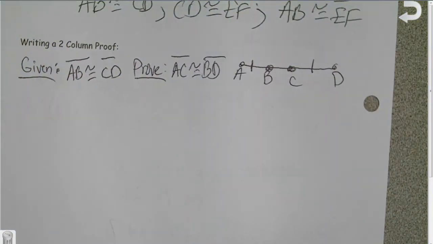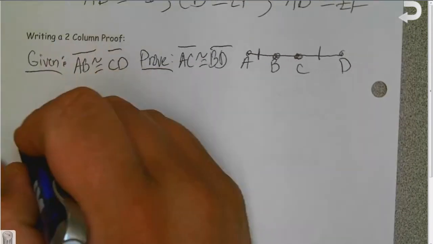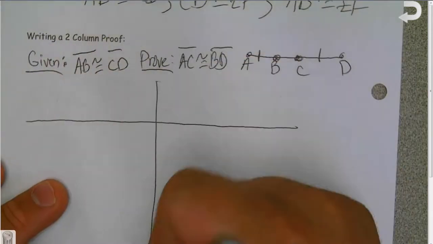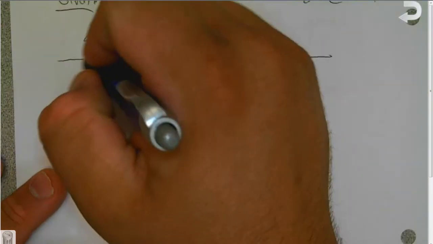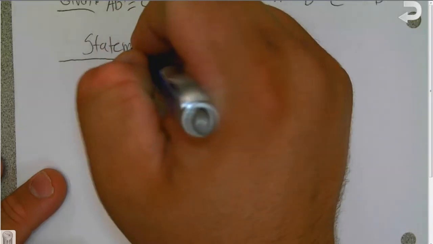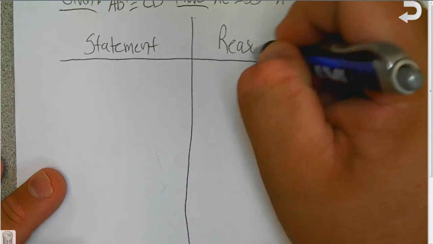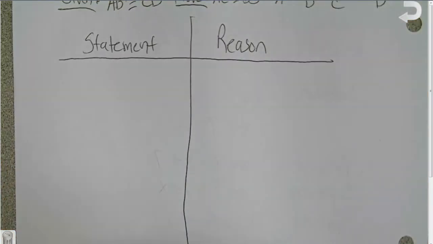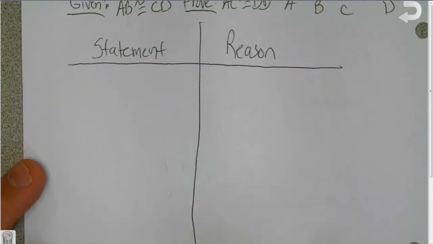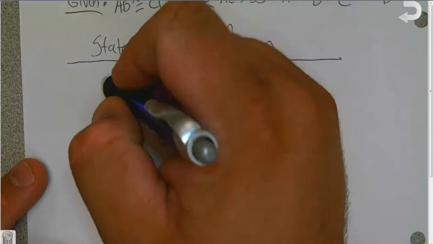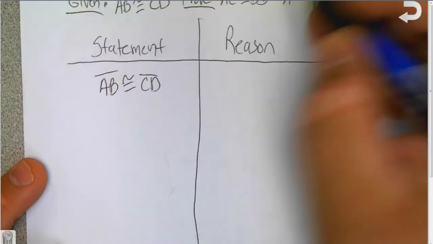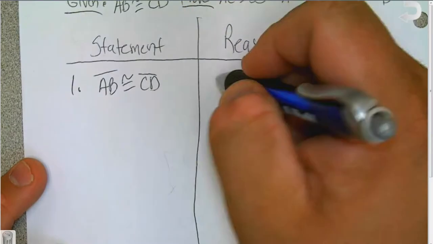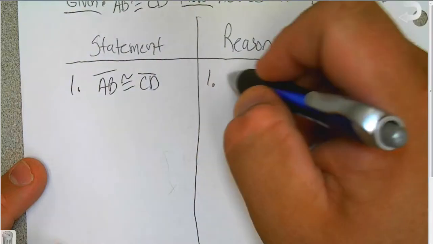Okay? So here's how it works. We create a two-column proof. And basically, this is a T-chart. On the left, we put our statement. And on the right, we put our reason. And every two-column proof is going to start with a given. So we're going to just copy what they told us above. It's our first step. And our first reason is going to be given.